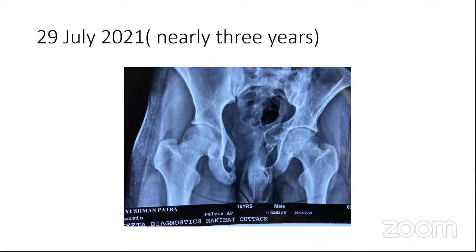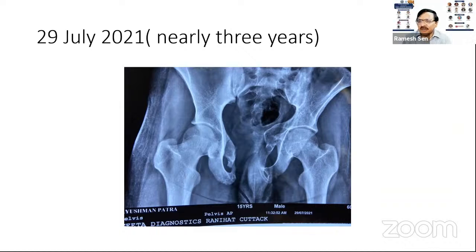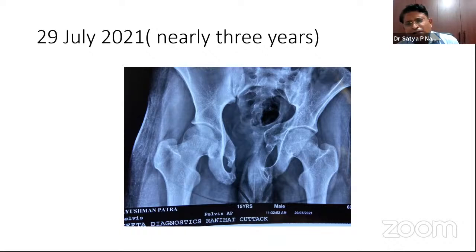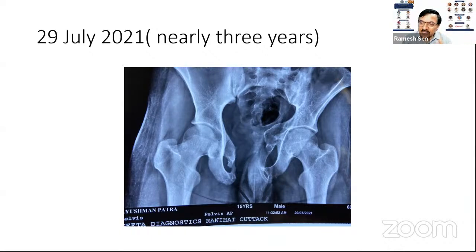Should we do a serial X-ray to evaluate this diastasis? Usually, we don't have to worry, because we have seen them at about 10 years follow-up, 15 years follow-up, and nothing happens to them. They grow like this also, they adapt. Unless there are two things: rotational deformity and vertical displacement. If these two things are there, they will definitely have a problem.